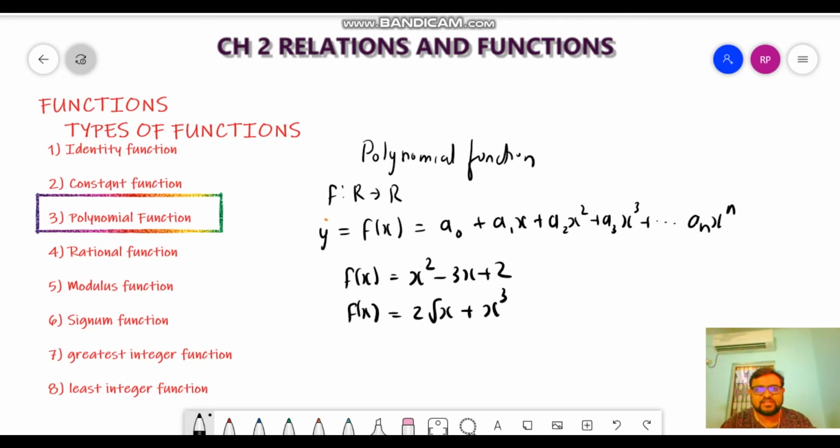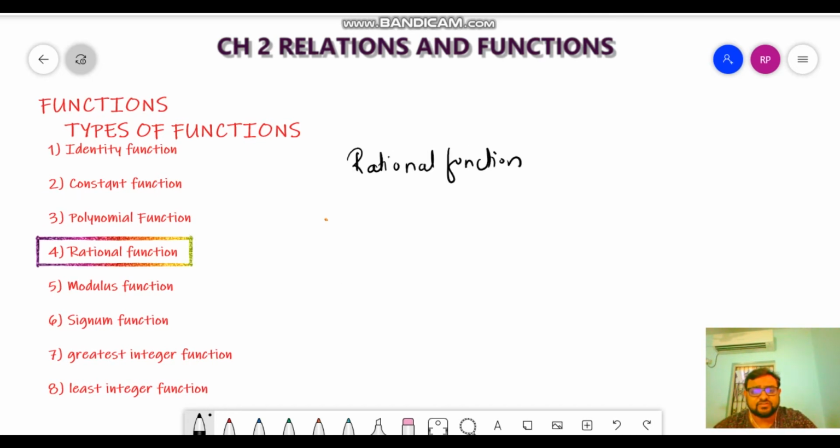Clear? Now let's take the next one, that is rational function. Rational functions are the type of functions which can be expressed as f of x upon g of x, where both f(x) and g(x) are polynomial functions, provided g of x is never equal to 0. Right? Such type of functions are called rational functions. Now let's move to the next one.